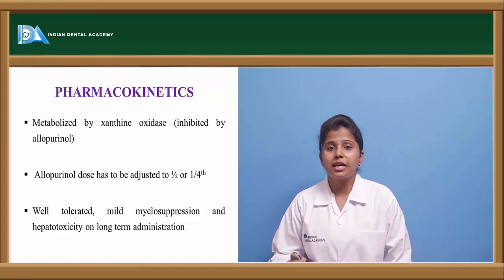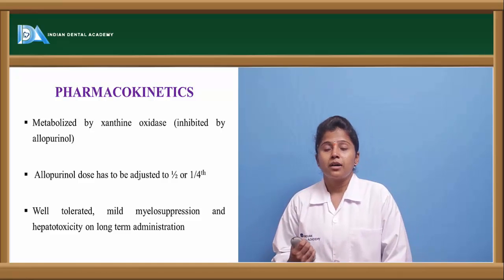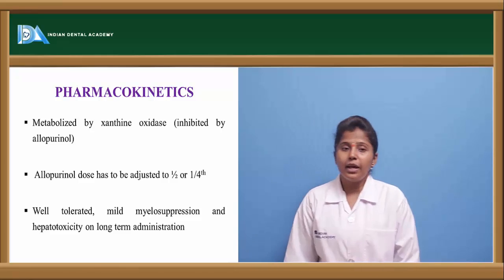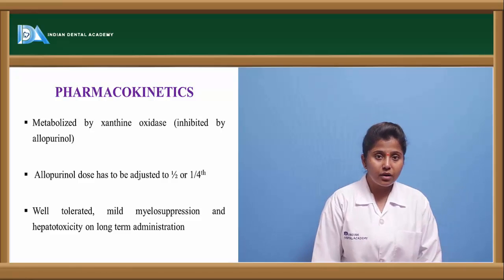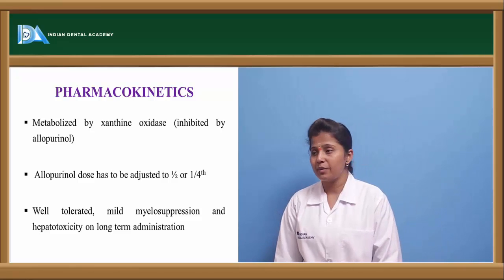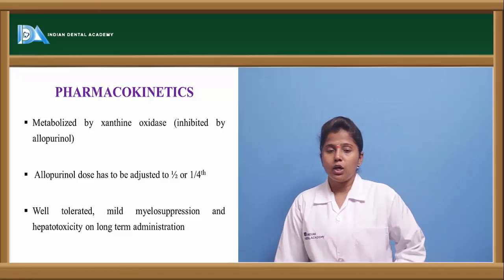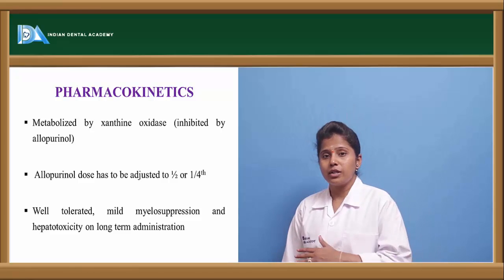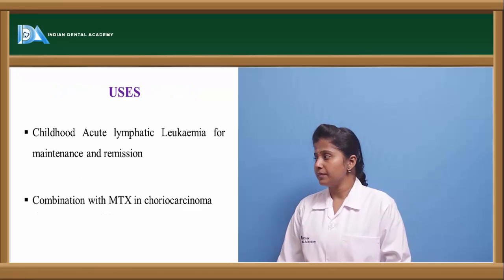These purine antagonists are well tolerated; they show toxicity only if they are used in excessive dose. There will be mild immunosuppression, so the immunosuppression is not that severe when compared to methotrexate. There will be mild myelosuppression and hepatotoxicity. These purine antagonists are used for a longer period of time, so they may cause toxicity to the liver.